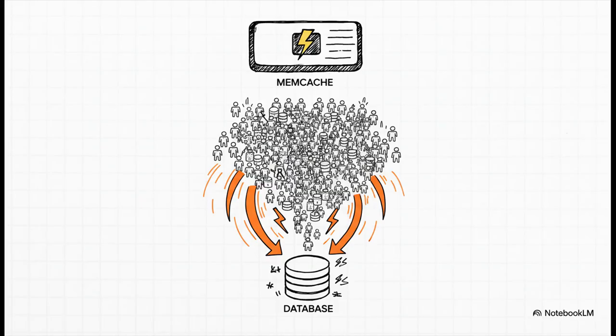But, of course, fixing one problem just revealed a new one. What happens when a super popular piece of content, like a celebrity's viral post, gets updated? Well, its entry in the cache gets deleted. And suddenly you have thousands of servers all getting a cache miss for the same thing at the exact same time, and they all stampede the database at once. They gave it a perfect name, the Thundering Herd.